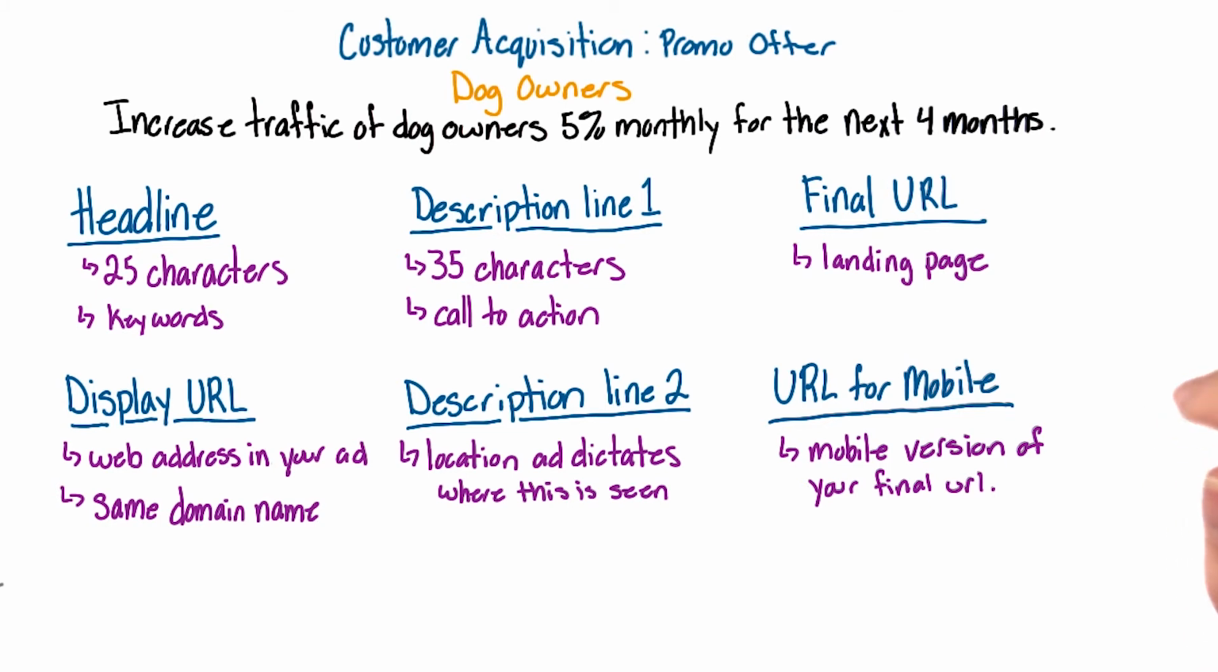Depending on the settings you chose for your ad group, if you have a mobile website, you can add in your URL for mobile. It'll just take them to the mobile version of your landing page.